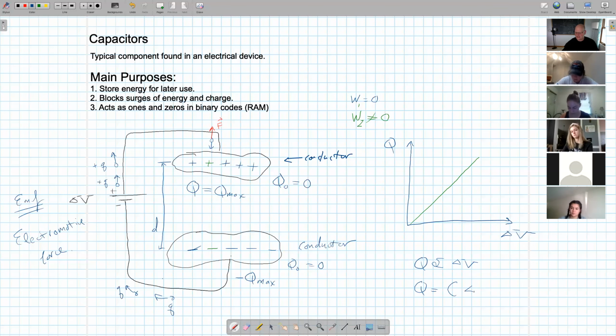That constant is just equal to the slope of the line, which is what's known as the capacitance. So C here is what's known as the capacitance of the capacitor. Right? So the slope of the line between the two of these is what's known as the capacitance of the capacitor.